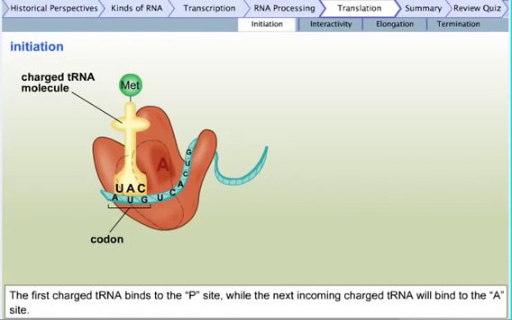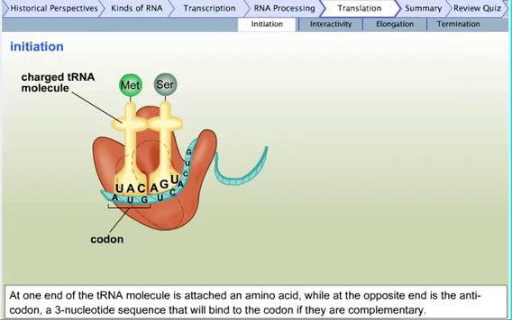The first charged tRNA binds to the P site, while the next incoming charged tRNA will bind to the A site. At one end of the tRNA molecule is attached an amino acid, while at the opposite end is the anticodon, a three-nucleotide sequence that will bind to the codon if they are complementary.